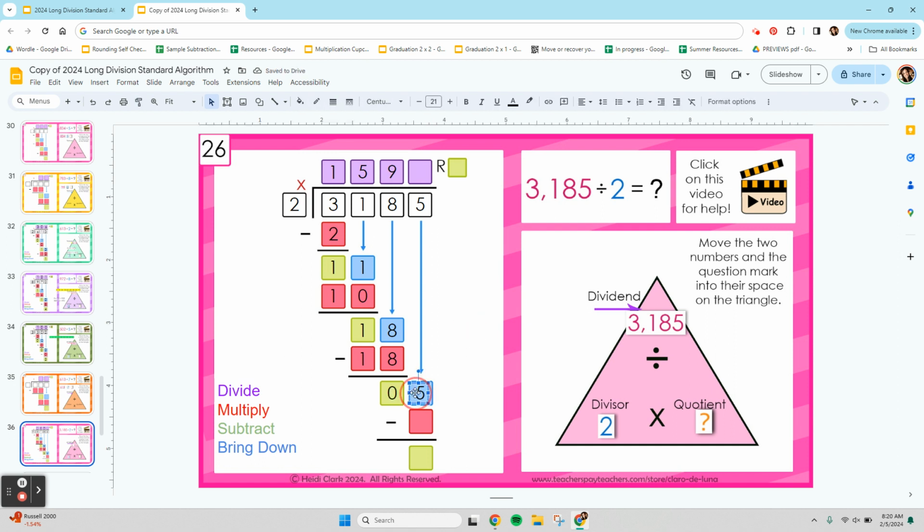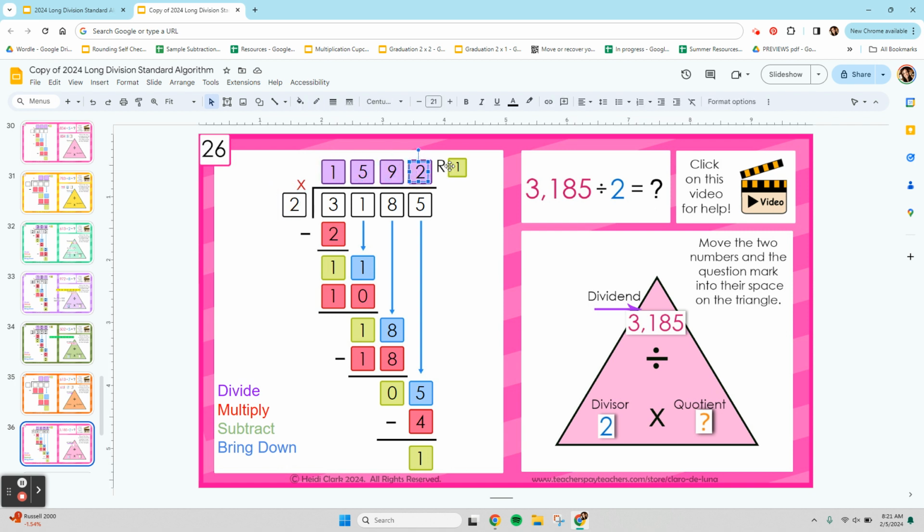We're going to do 5 divided by 2, or divided in half. You can make two groups of 2. 2 times 2 is 4, and we subtract, and there's our remainder, which you'll put up here in this little box.